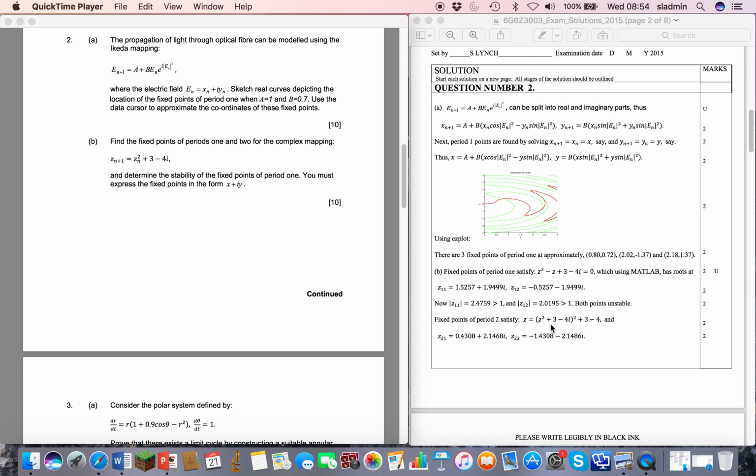Now in the examination, you will know if you're correct or incorrect because there are 4 roots. 2 of the roots are Z11 and Z12 and the others are Z21 and Z22. So you will know if you're correct or not because these should appear when you solve this equation because the fixed points of period 1 are also period 2. And that concludes the solutions to question number 2.